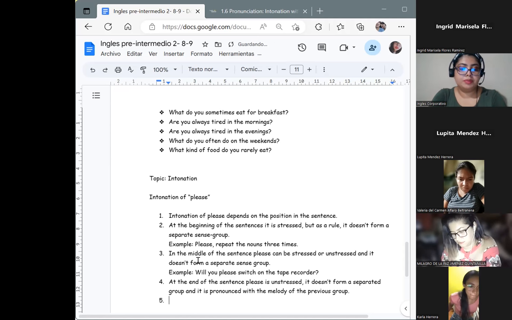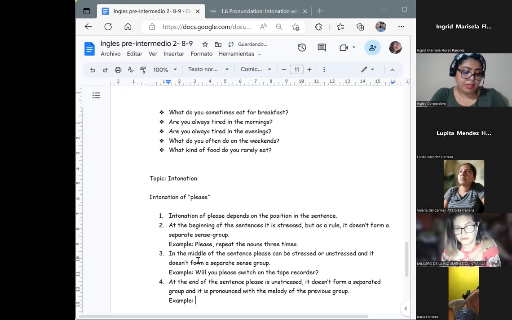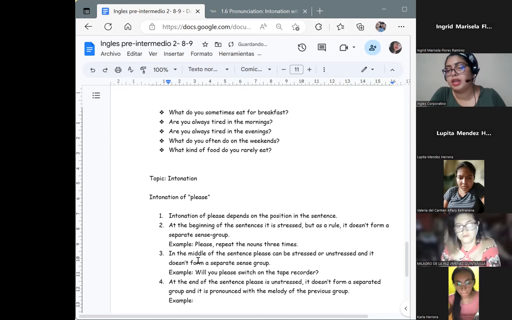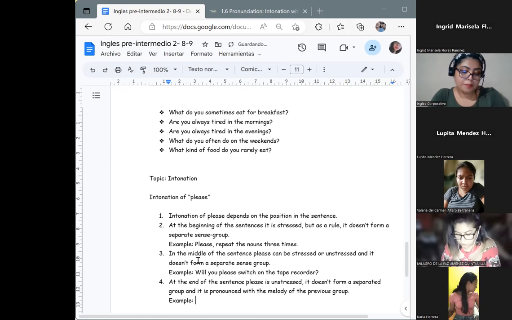And we have the example. That is the last example of this topic. And it said, would you read louder, please? We can change the tone of the voice, but it depends on the way you are feeling at that moment.